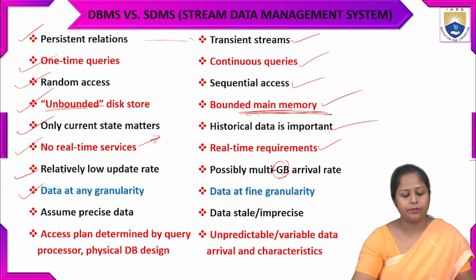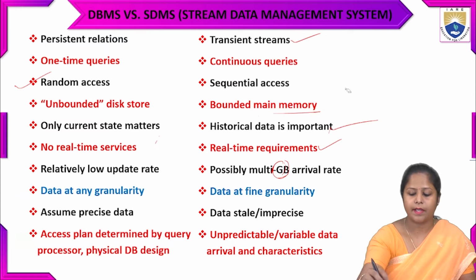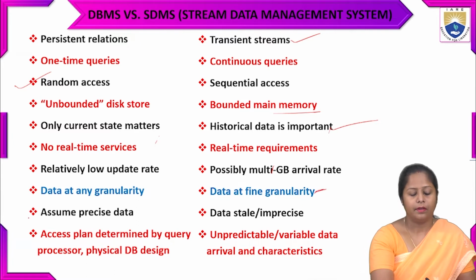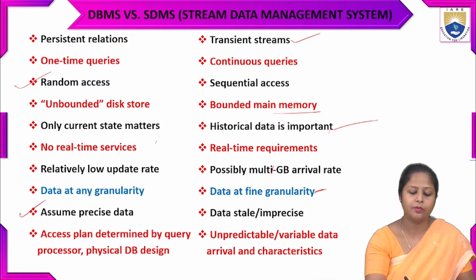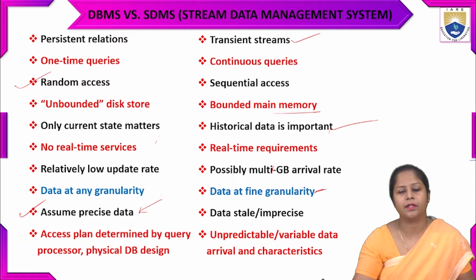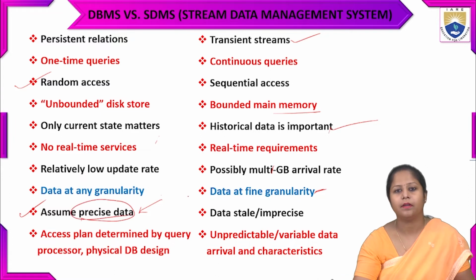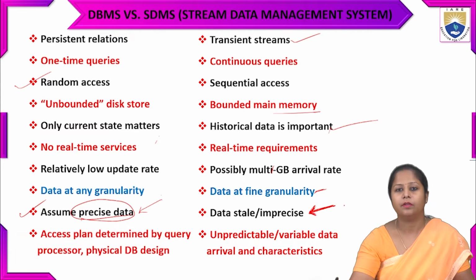In the DBMS, data at any granularity can be held. In the SDMS, we have data at fine granularity. In the DBMS, we can assume precise data, because it is already stored, and we can check it, work on it, and fetch that data as precise data. But in the SDMS, the data is stale and imprecise, because it is continuous in nature and real-time.